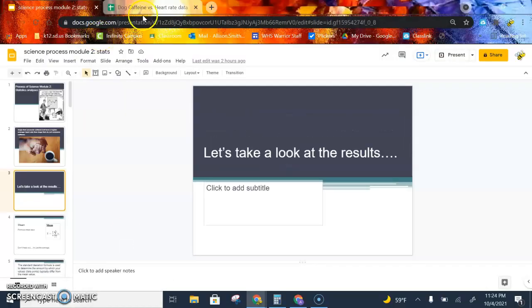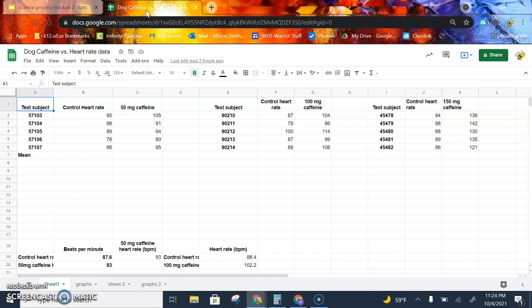Now, I did not actually test this, so don't call PETA on me, but here's some hypothetical data. I have dogs that are numbered. I took their control heart rate, so their resting heart rate without any caffeine. Then let's say I gave them 50 milligrams of caffeine and waited 5 minutes, and then I took their heart rate again. And I did 3 separate experimental trials, so I have 50 milligram, 100 milligram, and 150 milligram caffeine experimental trials.